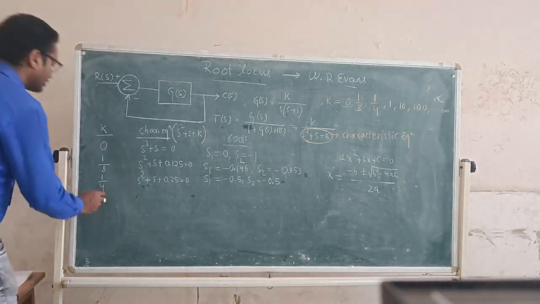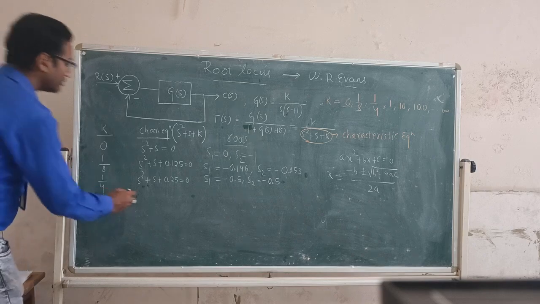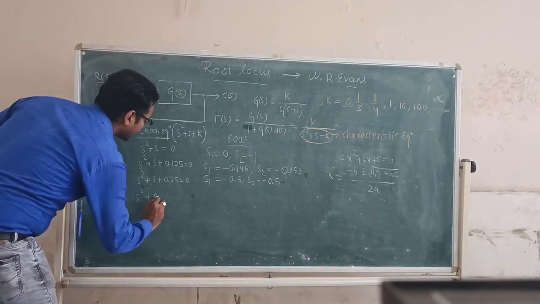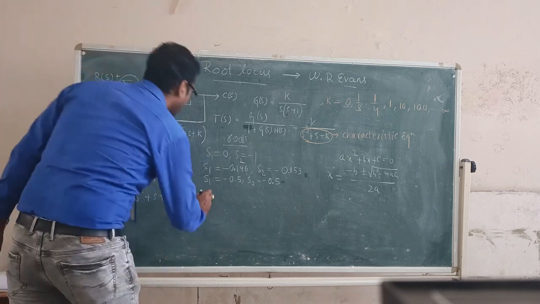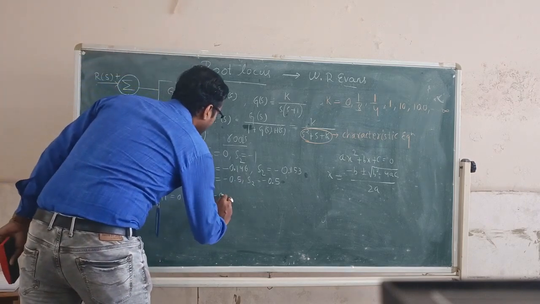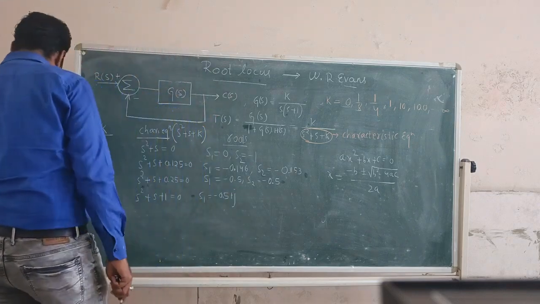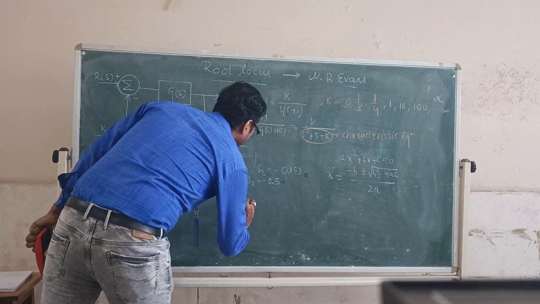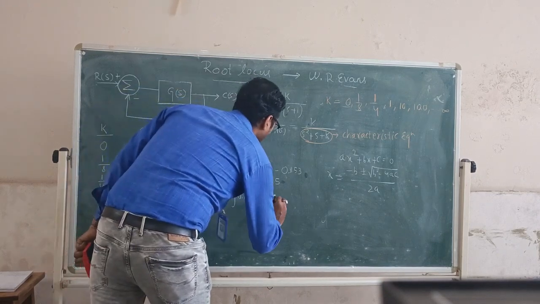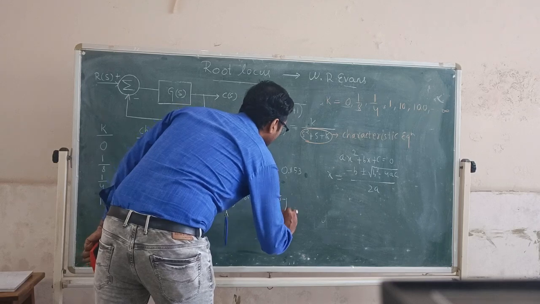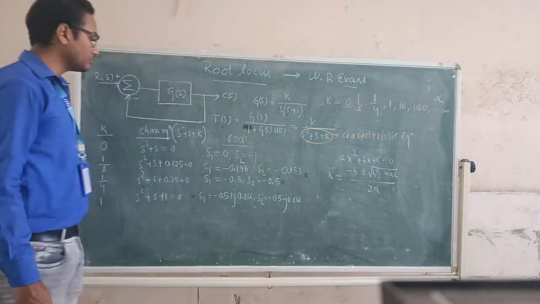Let us take the value here. Let us increase the value of k to 1. Then what will be the roots here? s² + s + 1 = 0. So where will my roots be? My roots will be s1 = -0.5 + j0.866 and s2 = -0.5 - j0.866. Imaginary roots you are getting.